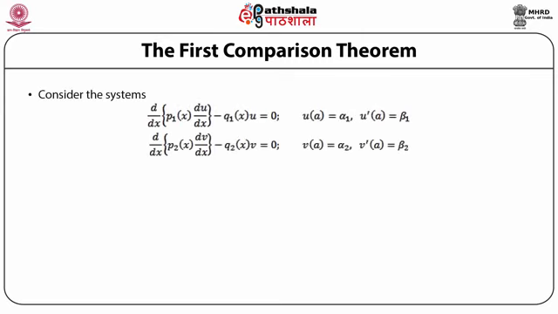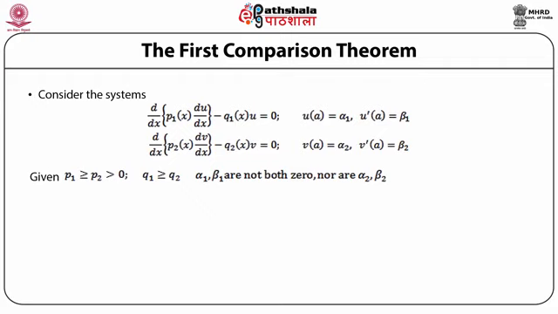We consider the systems d by dx of (p1 of x into du by dx) minus q1 of x into u is equal to 0. The initial conditions are specified as u of a is equal to alpha 1 and u prime of a is equal to beta 1. Another equation is d by dx of (p2 of x into dv by dx) minus q2 of x into v is equal to 0. The initial conditions are v of a is equal to alpha 2 and v prime of a is equal to beta 2. We are given that p1 is greater than or equal to p2 is greater than 0. Also, q1 is greater than or equal to q2.